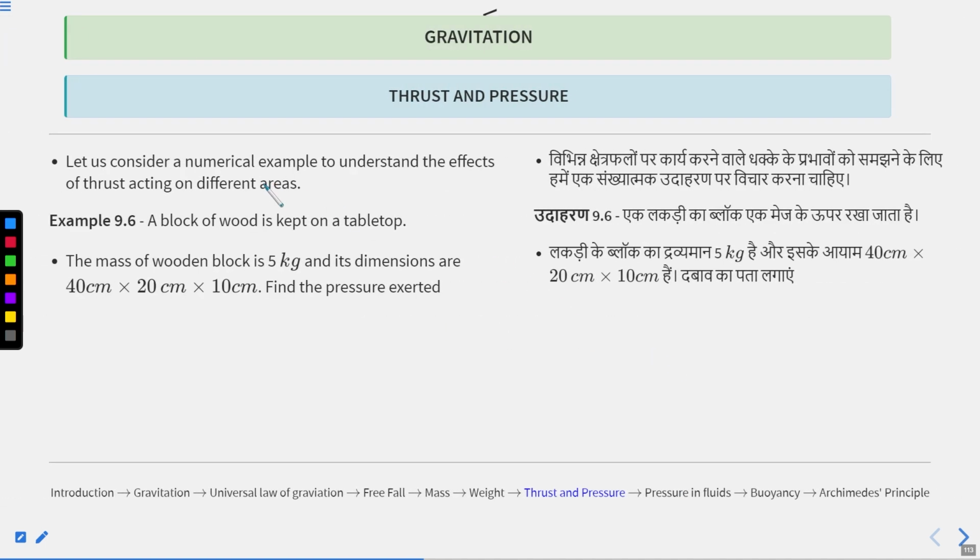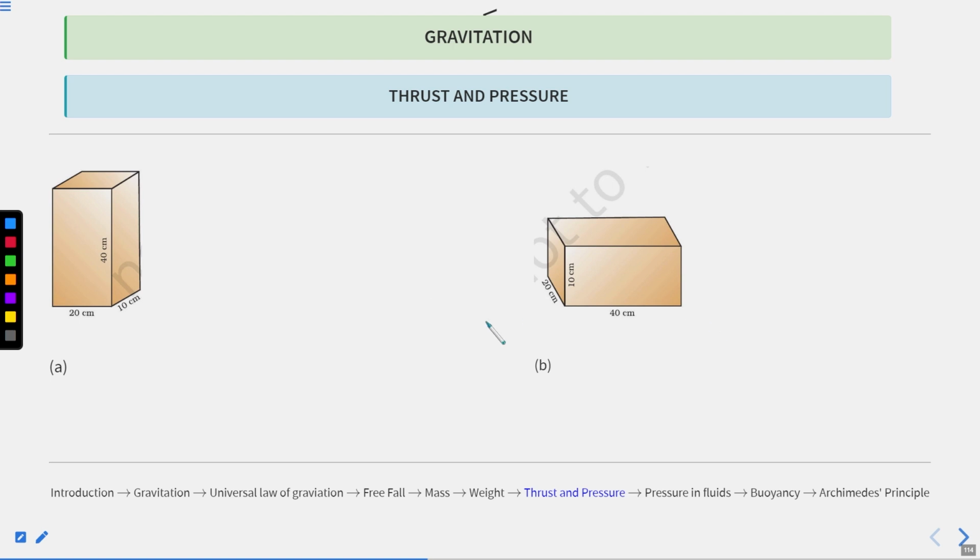Let's understand the phenomenon that when we stand, surface area decreases and pressure increases, and when we lie down on the sand, surface area increases and pressure decreases. By an example, let's consider a wooden block kept on a tabletop. The mass of that wooden block is 5 kg and it has dimensions of 40 centimeter, 20 centimeter, 10 centimeter. We have to find out the pressure exerted, and these are the two cases. One is a vertical case, where the object is placed like this, so it has very little surface area touching the table. This will be the length and this will be the breadth.